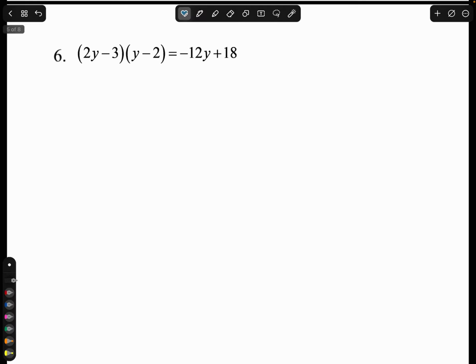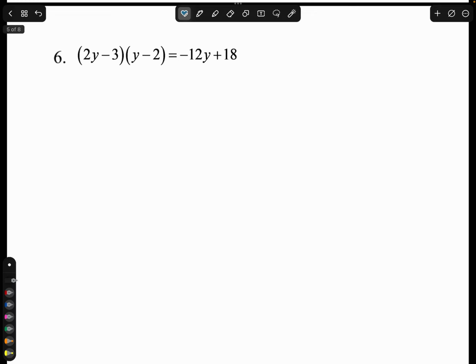All right, at any point here, remember you can pause the video, work it out yourself, and then check to see if you're right. I'm going to look at number 6, which is 2y minus 3 times y minus 2 is equal to negative 12y plus 18. So for this one, we've got y's in both of these parentheses, so I'm going to simplify this side just by multiplying this out. I'm going to FOIL it.